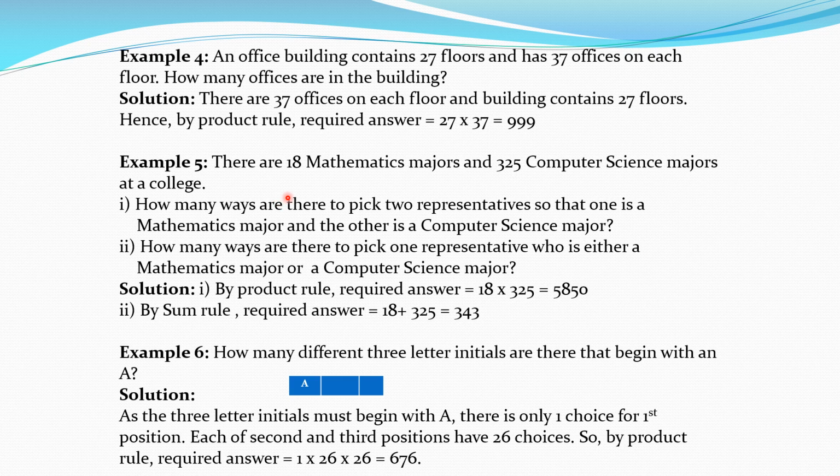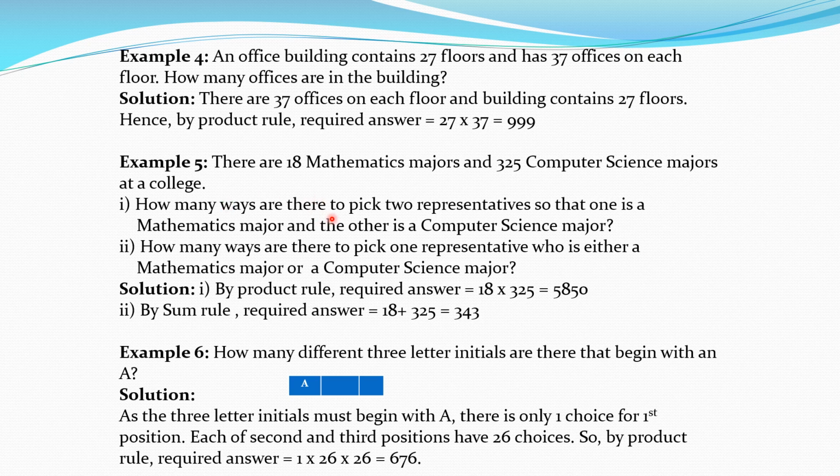Now next, there are 18 mathematics majors and 325 computer science majors at a college. It means there are 18 students who have taken mathematics as a major subject and 325 have taken computer science as major subject. Now first, how many ways are there to pick two representatives so that one is a mathematics major and the other is a computer science major? Second, how many ways are there to pick one representative who is either a mathematics major or a computer science major?